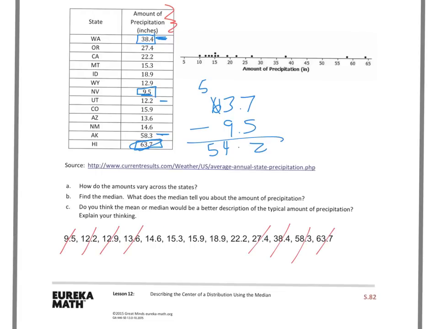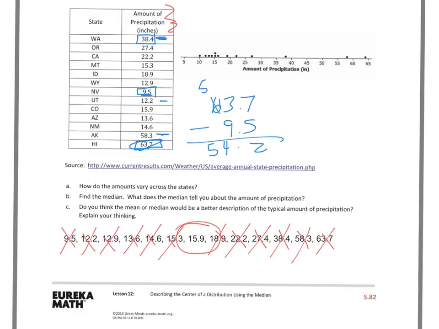So I'm working my way to the middle. And what I'm trying to do is get down to the last values, and I see I have 1, 2, 3, 4, 5, 6 cross-offs on one side and 1, 2, 3, 4, 5, 6 on the other, meaning my median or middle number is 15 and 9/10. So for B, find the median. What does the median tell you about the amount of precipitation?